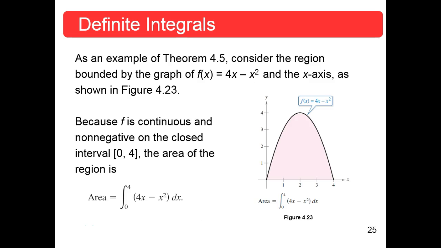As an example of theorem 4.5, the one we just said, consider the region bounded by the graph of f of x equal to 4 minus x squared. There it is. The x-axis is shown there because f is continuous. That's one thing. Non-negative, as long as you're in the interval from 0 to 4. You can't be outside that because it goes negative on either side there. You can calculate the area there.